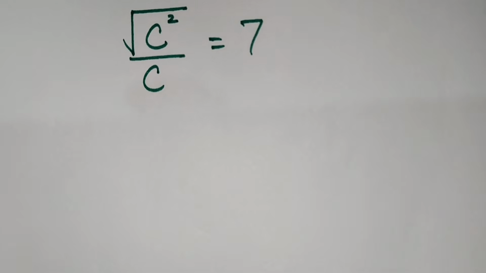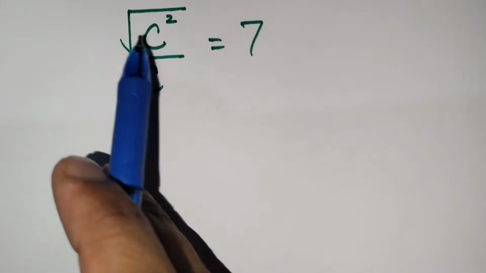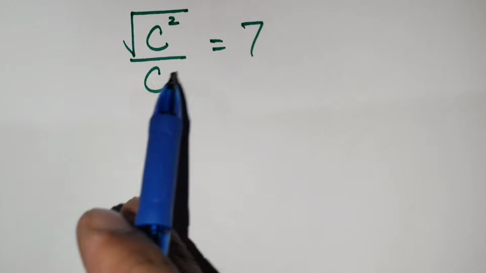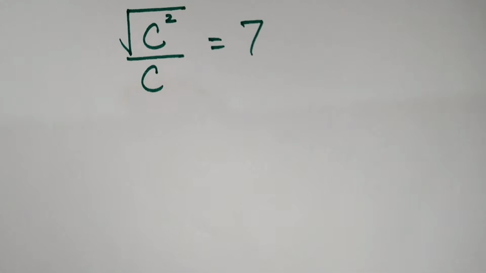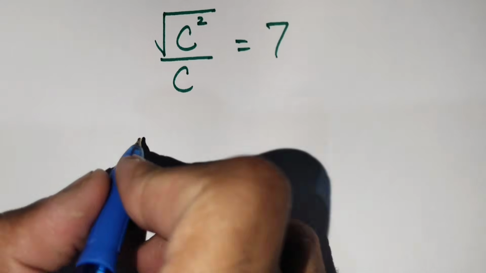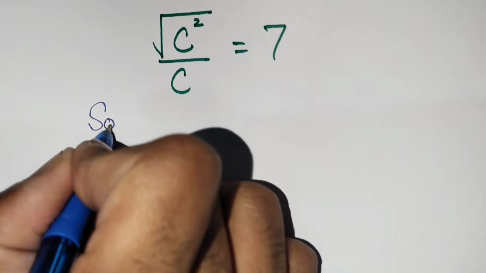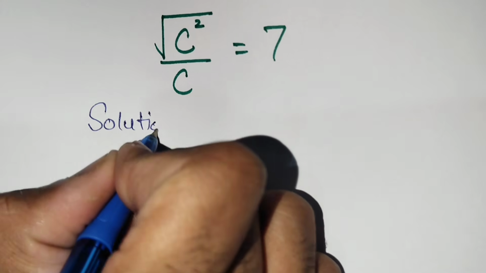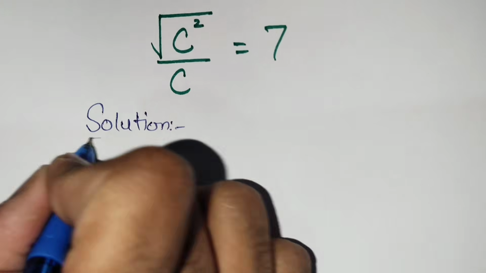Hi everyone, in this video we will solve square root of c square divided by c equals 7. Determine the value of c. So we will start the solution of this question. There are two methods to solve this question.